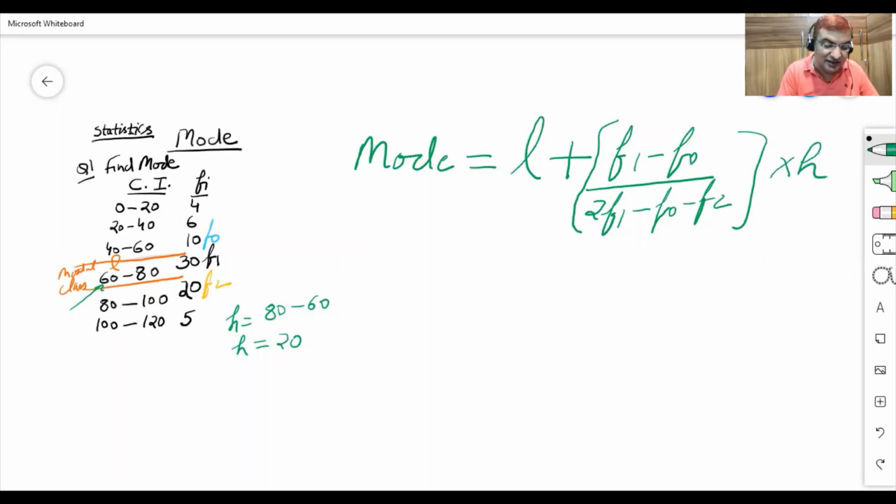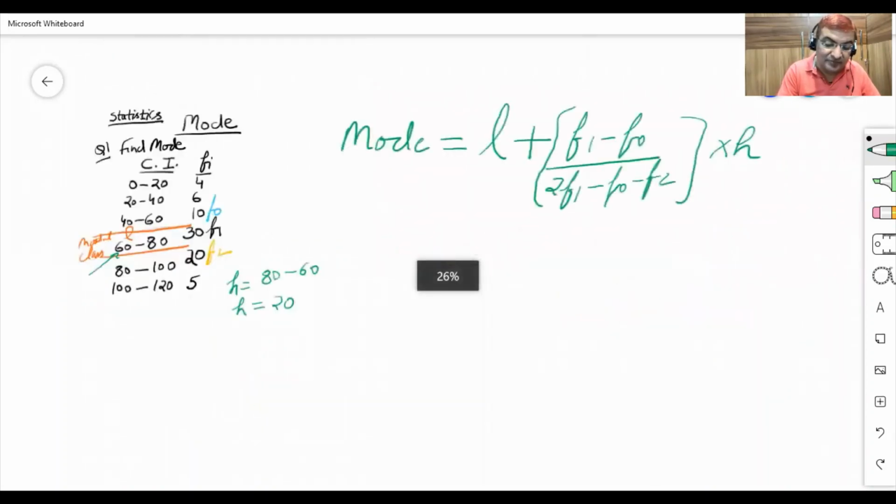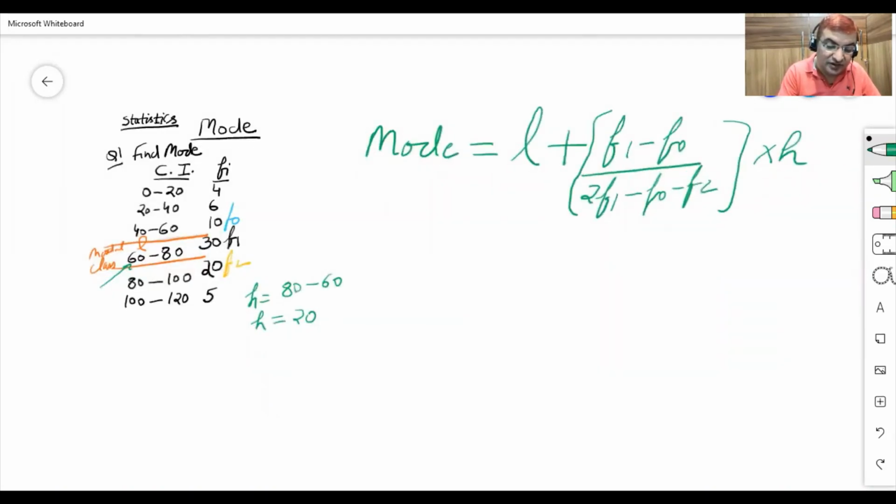It starts with L, then there is plus F1 minus F0 divided by 2 F1 minus F0 minus F2 into H. So that is the formula, students, which you should understand. It is the formula for mode. And now let us calculate the mode.